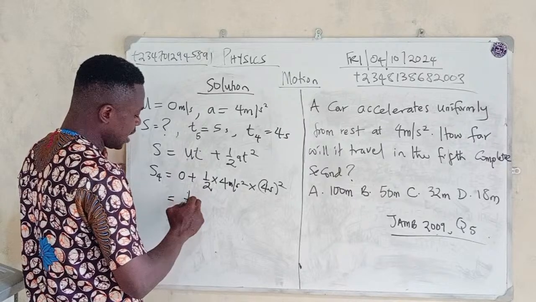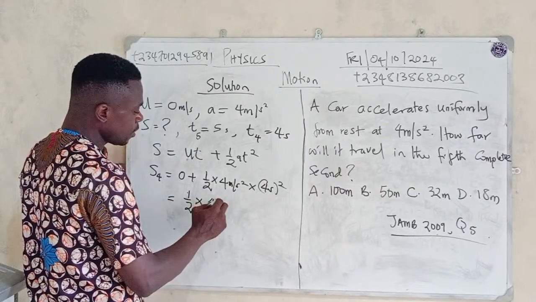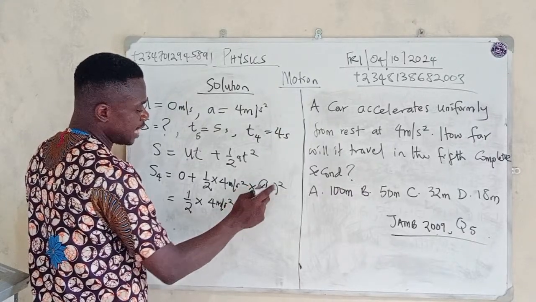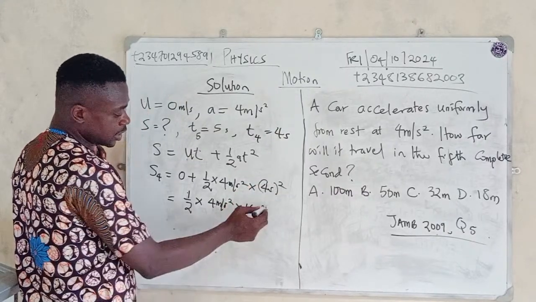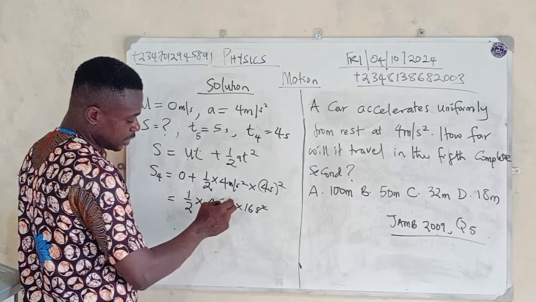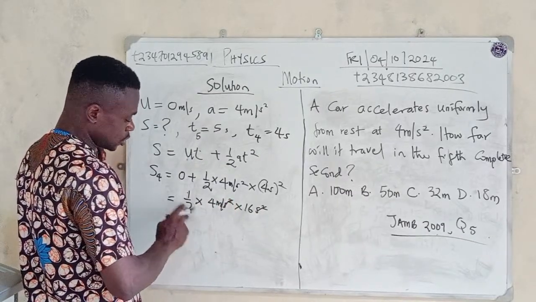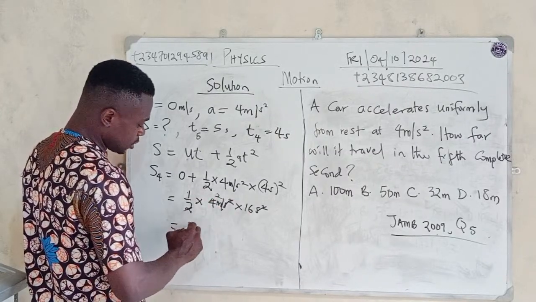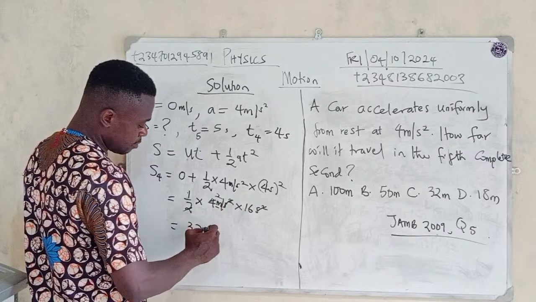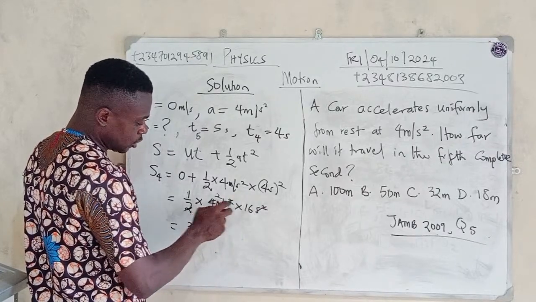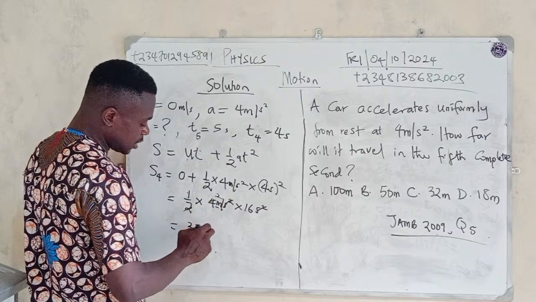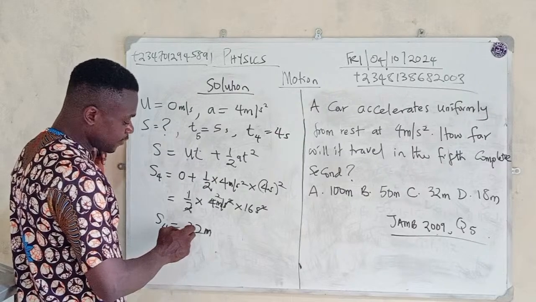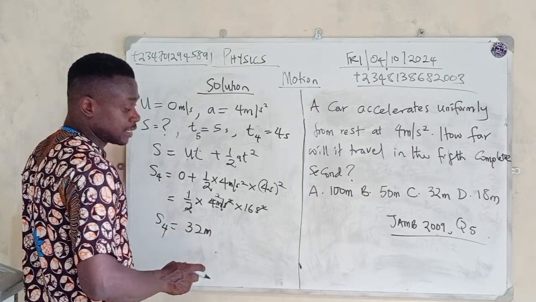We have half times 4 meters per second squared times 4 squared, which is 16. This seconds squared will take care of this seconds squared. So we are left with 2, since 2 cancels 4. 2 times 16 is 32 meters. The seconds squared is gone, so we have only meters. So in 4 seconds, the car travels 32 meters. We keep it.